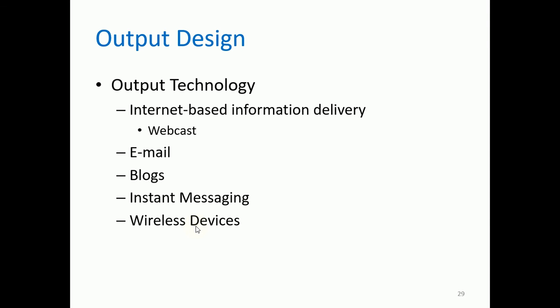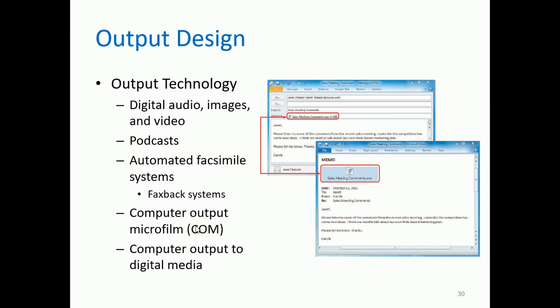For the output technology, you have to consider what output you'll be using. We have internet-based information delivery, such as the webcast. It can be a webinar or live streaming. That's the different output technology. It can be email or blogs, instant messaging, wireless devices. It could also be digital audio, images, and video. It can also be podcasts, recorded audio, and automated facsimile systems. Facsimile is the term fax. Then we have fax-back systems. We can also use computer output microfilm or COM, and computer output to digital media.